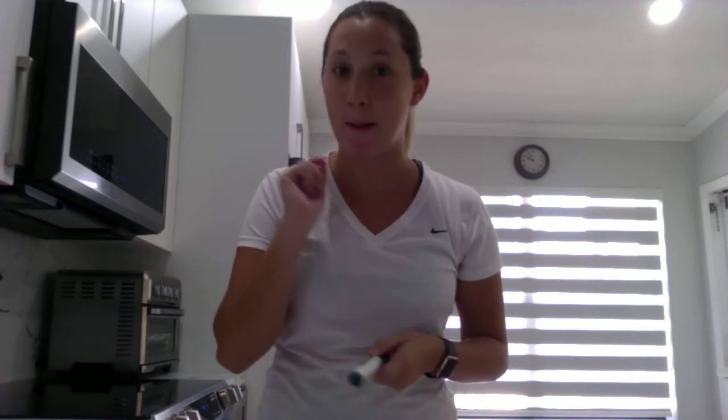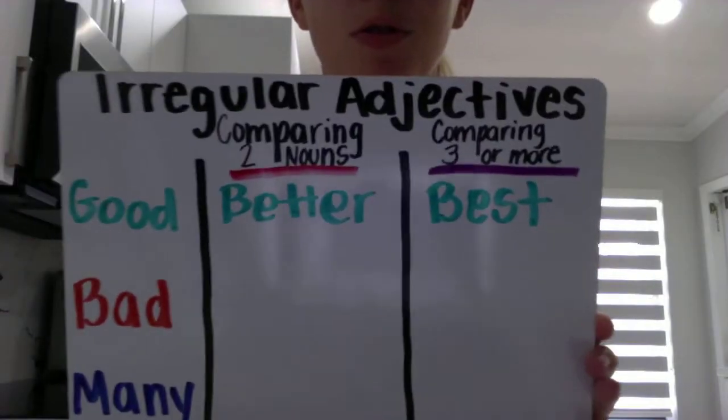All right? Now, when we're comparing more than 3, that pasta was the blank in the world. Now, I'm comparing it to every pasta in the world. We're comparing 3 or more. If you guessed best, you're correct. So, when comparing 3 or more, you use the word best.